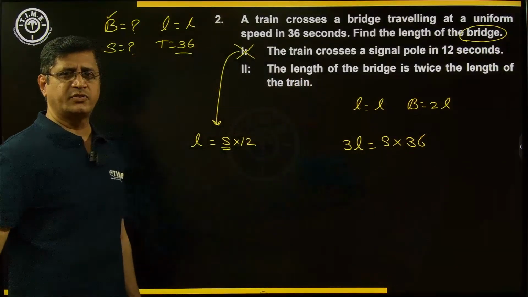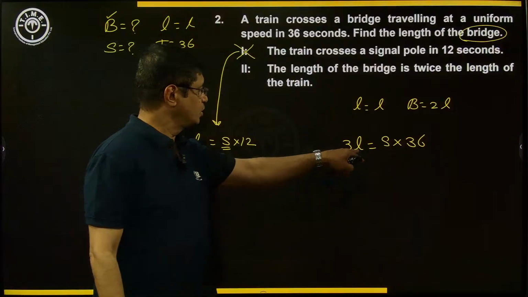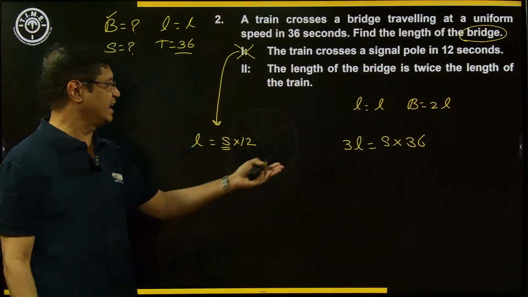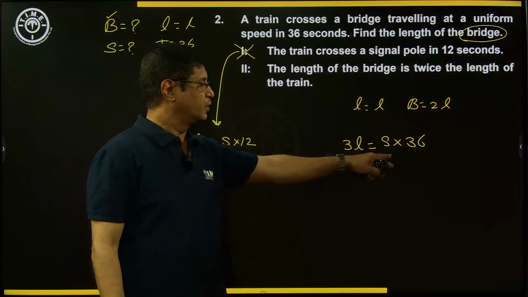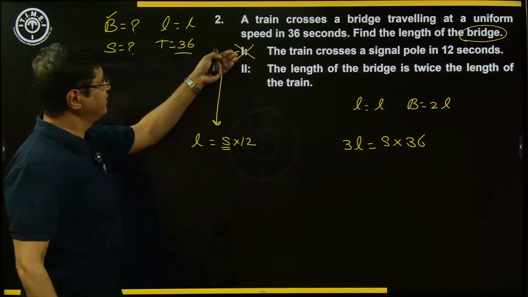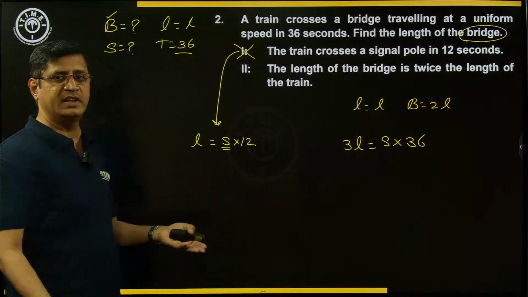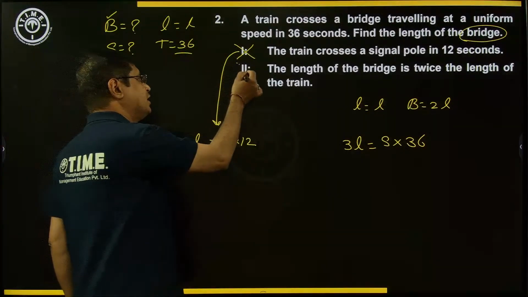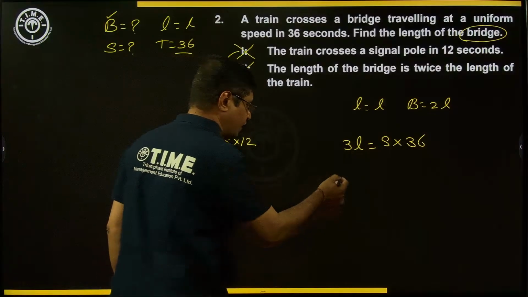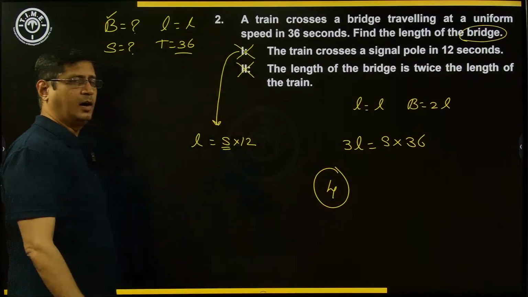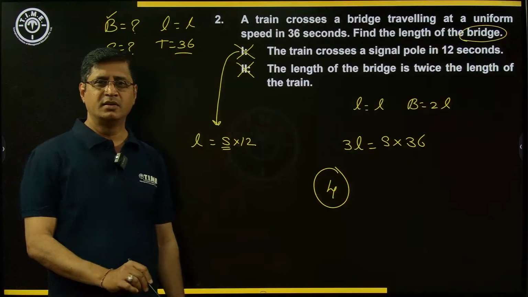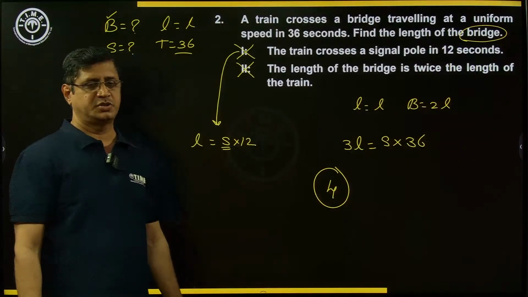In order to solve this, either we need to know the L value or the speed. Here S and L are unknown, and in the first statement also we are unable to find L and S. Independently it is not possible, and even combining both it is not possible. So what is the answer choice? Option 4. It is not possible to find the length of the bridge.